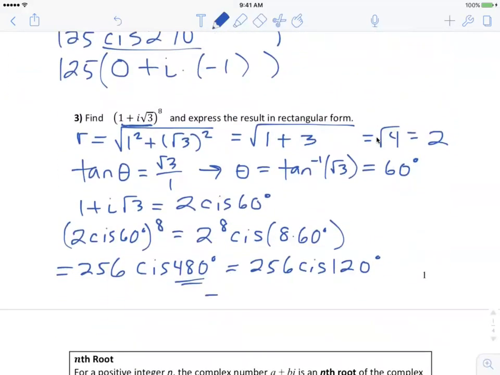That's going to be the negative 128, so just refer to example 1 for the rest. 128i root 3. Okay. All right. So if it's in rectangular form, convert to polar form first and then apply de Moivre's theorem. And you've got it.